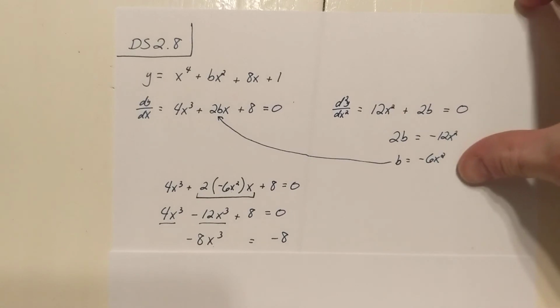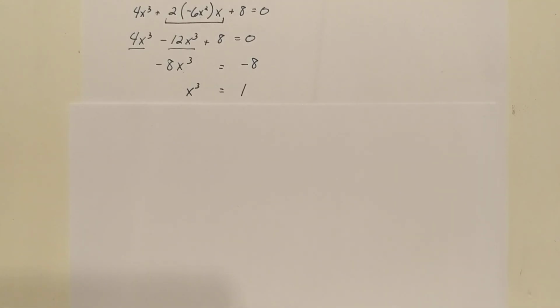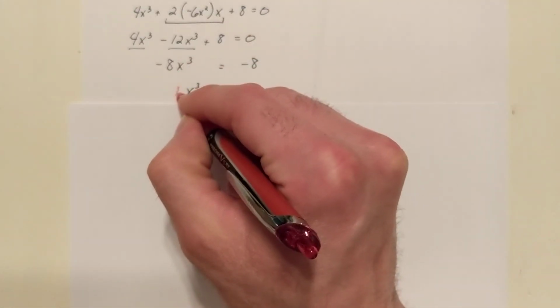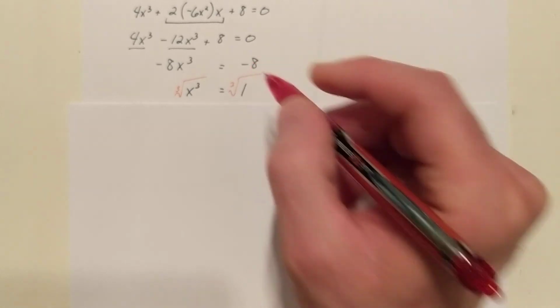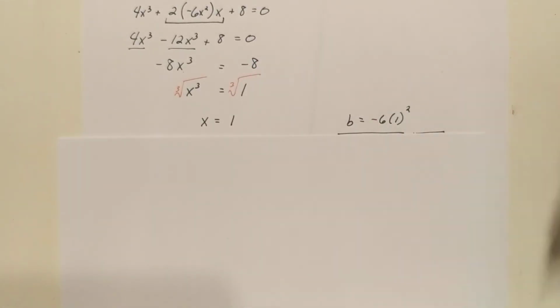From here, I just divided both sides of that equation by negative 8, and that got us x cubed equals positive 1. Then I took a cube root of both sides of that equation and got x equals 1. Now, a little bit mean on their part, 1, I'm pretty sure, was one of the 4 options. But remember, that was the value of x. The problem here was asking us for the value of b.